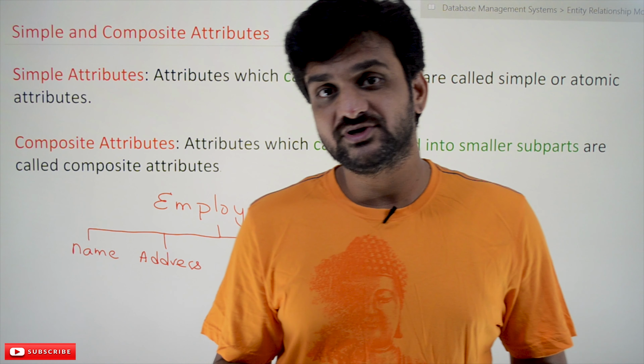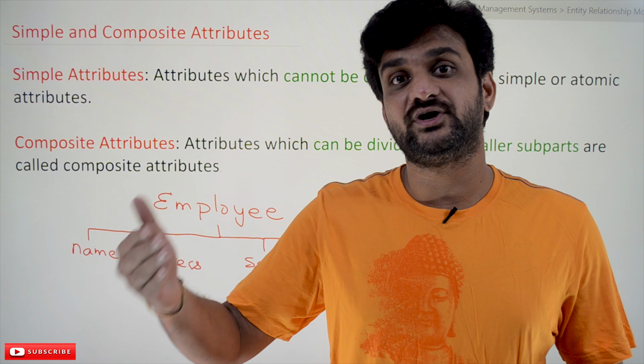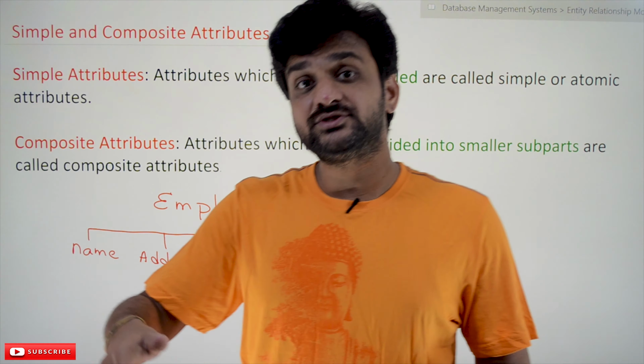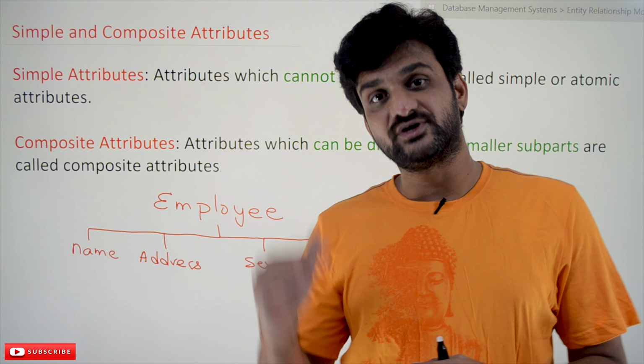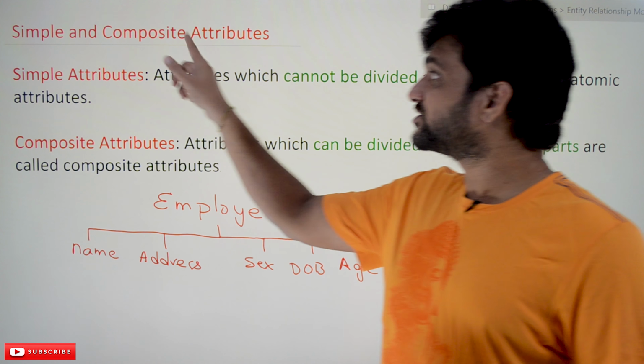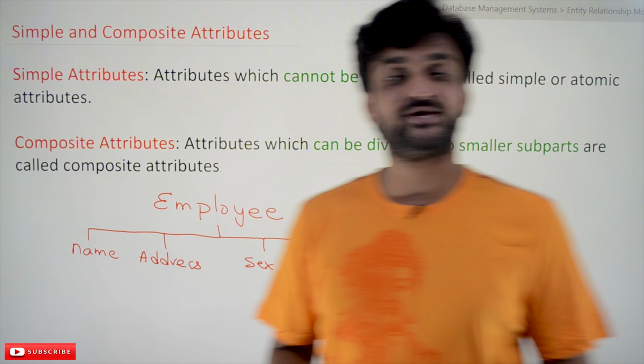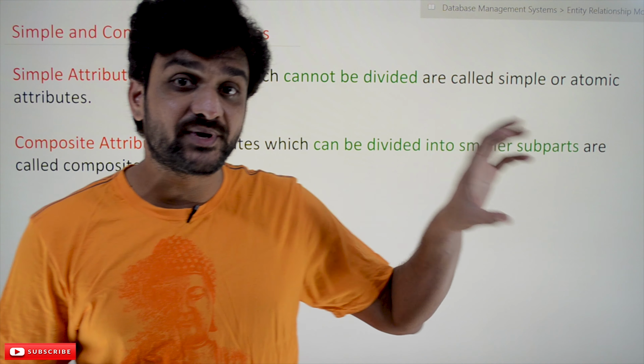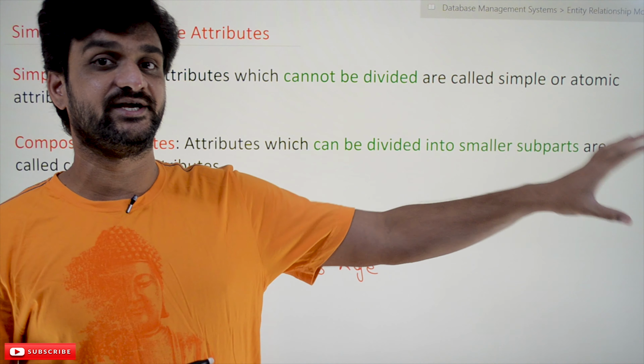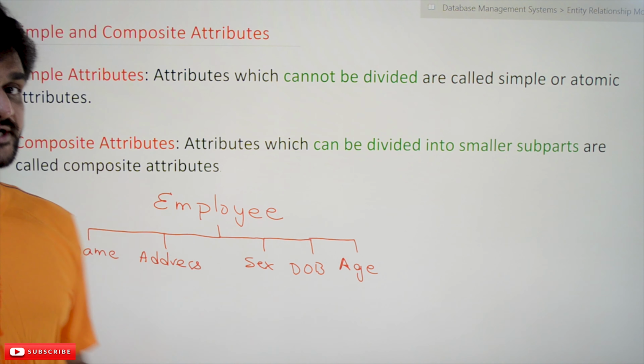Now coming to this class, we'll try to understand different types of attributes. In those different types of attributes, we'll try to understand simple and composite attribute. What is meant by an attribute? An attribute is the property which describes an entity, which we have already discussed.